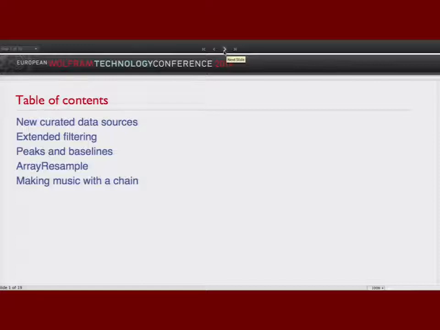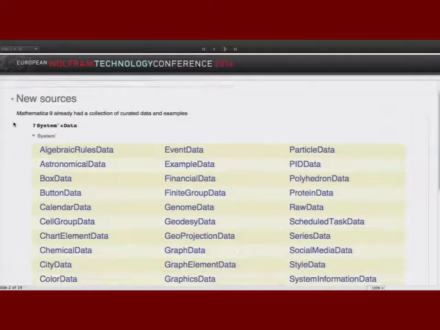Just to start slowly, I will present that we have a lot of new functions to access data sources. We have a lot more data sources in Mathematica 10 with respect to Mathematica 9. We have extended our filter capabilities to work with new objects. And we have introduced two new sets of functions. One is peak detection and baseline detection. The second one is really huge: array resampling. Basically, we have extended the capabilities of image resize, with what was called the resampling argument, to n-dimensional arrays. And the last one is application examples, which should be a little funny, I hope.